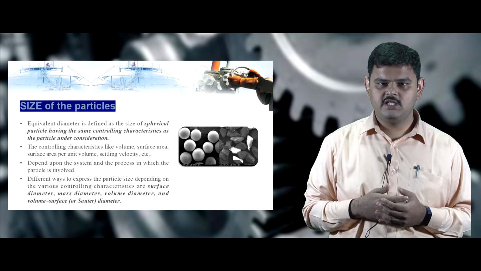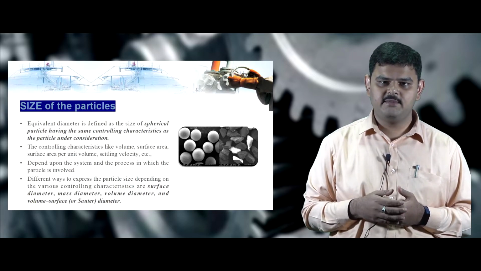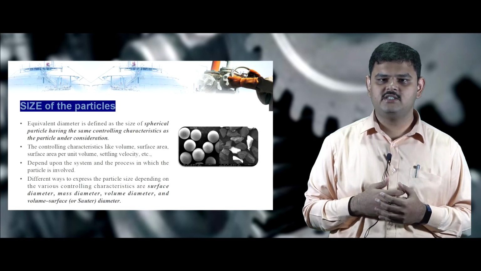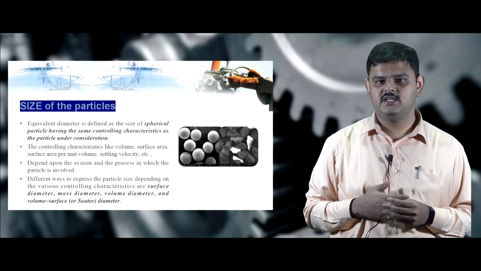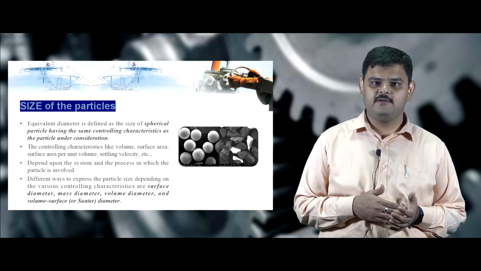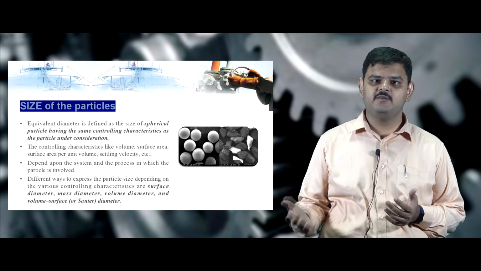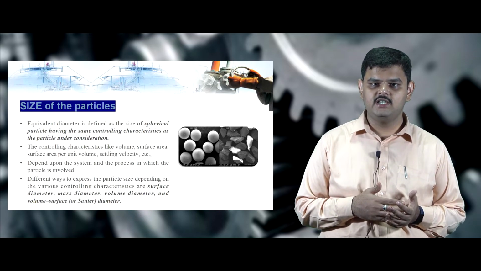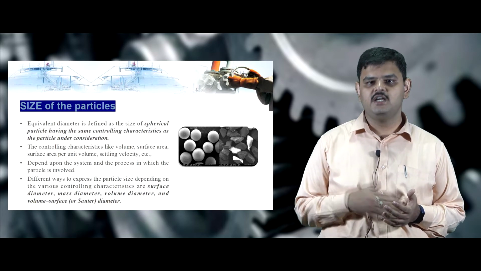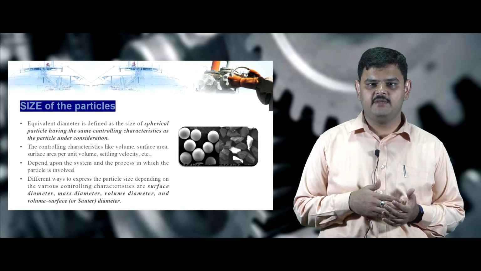Next, we are going to see about the equivalent diameter. The equivalent diameter is considered as the diameter of the spherical particle having the same controlling characteristics of the particle under consideration. The controlling characteristics are the volume, surface area per unit mass, settling velocity, etc., depending upon the systems and process in which the particle is involved. Different ways of expressing the particle sizes are volume diameter, surface diameter, volume to surface ratio diameter, etc.